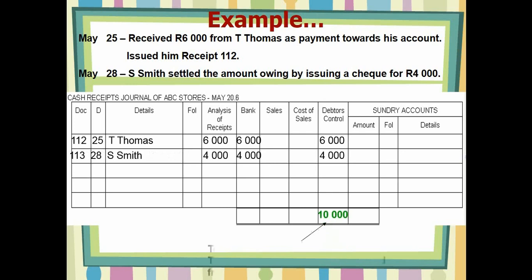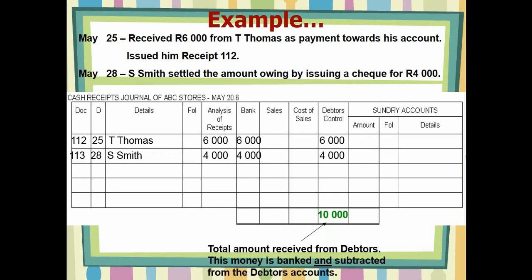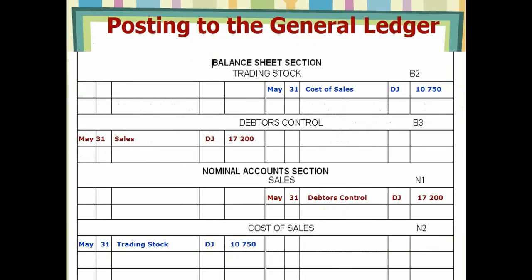Have a look now. So now this 10,000 Rand from the debtors control needs to be subtracted from the debtors accounts. Therefore, we credit it. Remember the rule for cash receipts journal? We debit bank because money is coming in, and we credit the rest. So we're going to credit our debtors control with that amount. So let's have a look now. So we want to reduce how much our debtors owe us. There you go, bank CRJ 10,000 Rand.